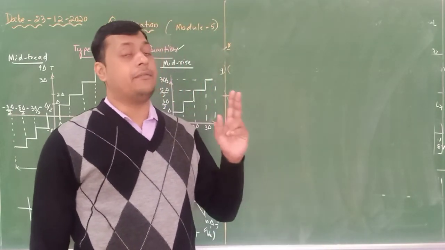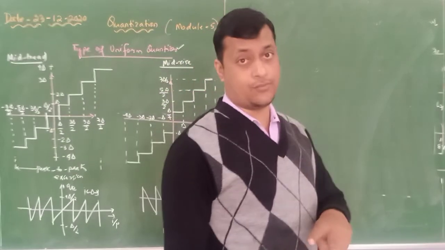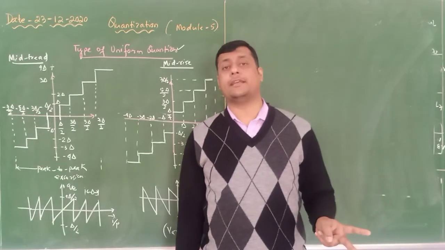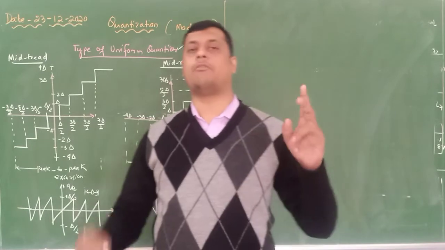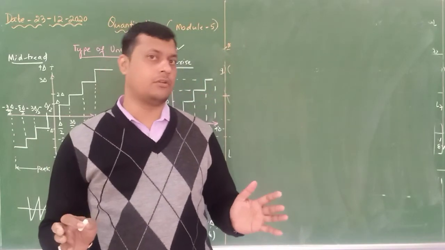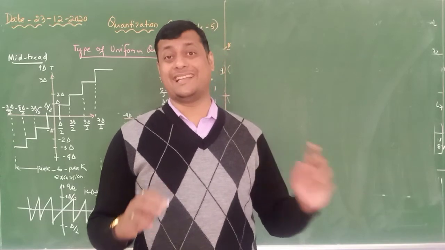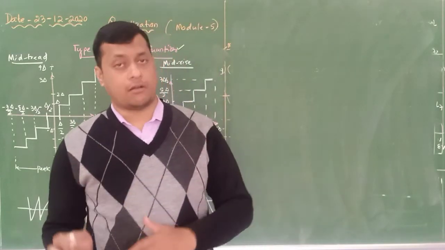Okay. If it is uniform quantization, there are two types. One is mid-tread and one is mid-rise. Mid-tread and mid-rise follow the same characteristics of uniform quantization with the same step size, but the representation is quite different, just opposite of each other.